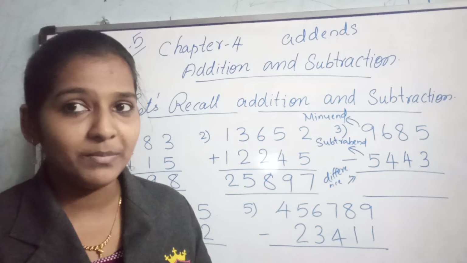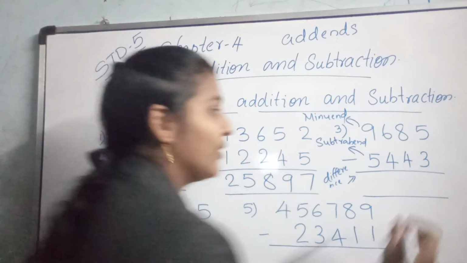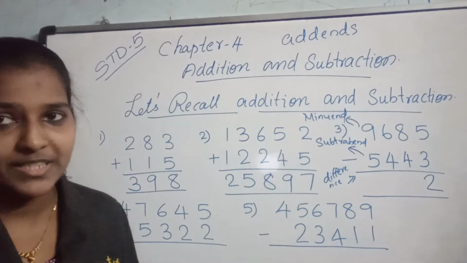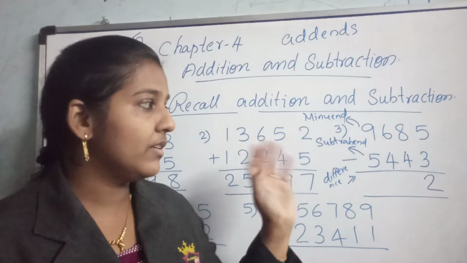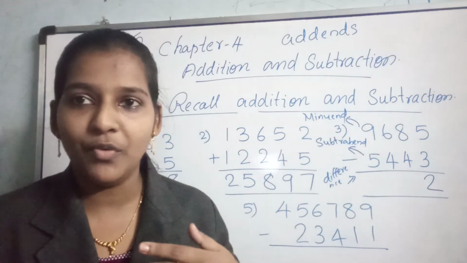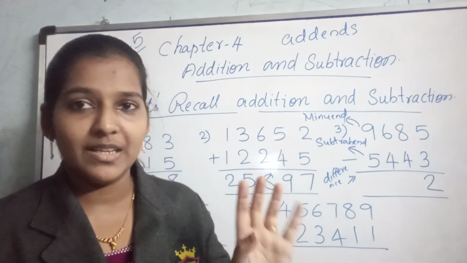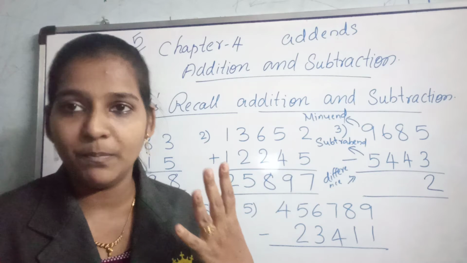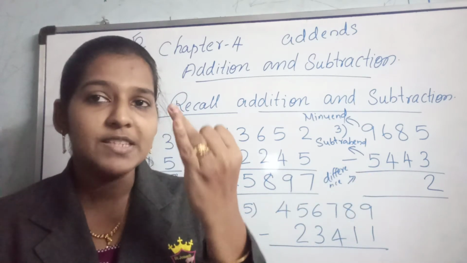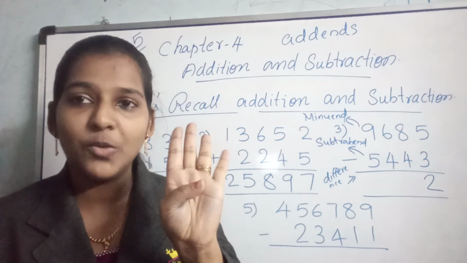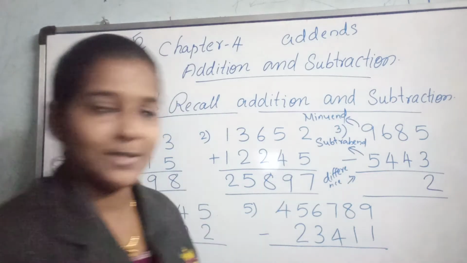5 minus 3 is 2, so you can write 2 here. Then 8 minus 4. Here you can use two ways. You can take the number 4 in your mind, and then count forward up to 8, stretching your fingers. Keep 4 in your mind, then 5, 6, 7, 8. How many fingers open? 4 fingers. So you can write 4 here as the answer. Got it?